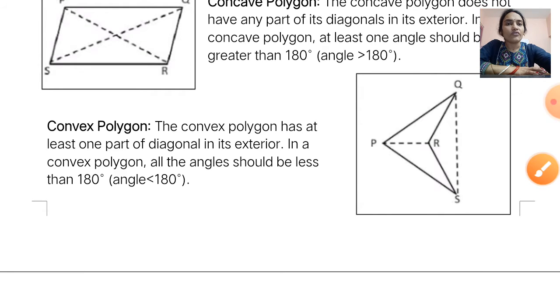Next is your convex polygon. A convex polygon has at least one part of a diagonal in its exterior, that means outside. In a convex polygon, all the angles should be less than 180 degrees. In the concave polygon, at least one angle should be greater than 180 degrees, but in a convex polygon, all angles should be less than 180 degrees.